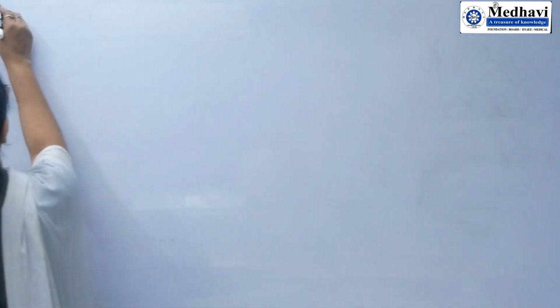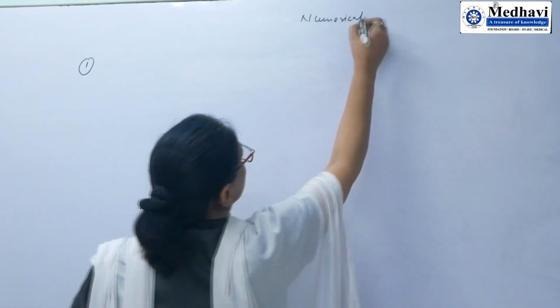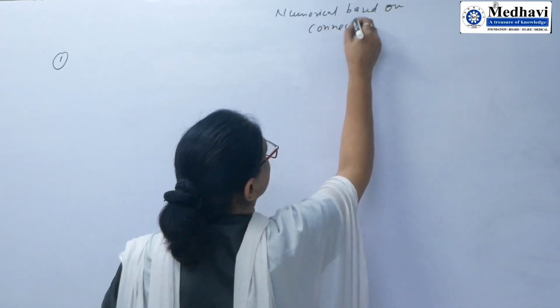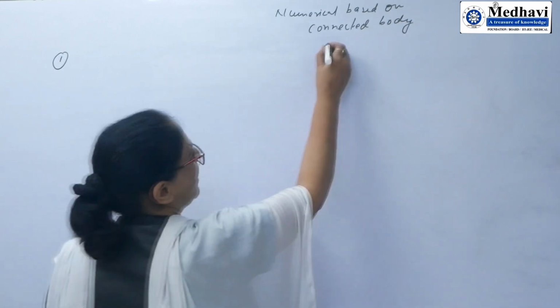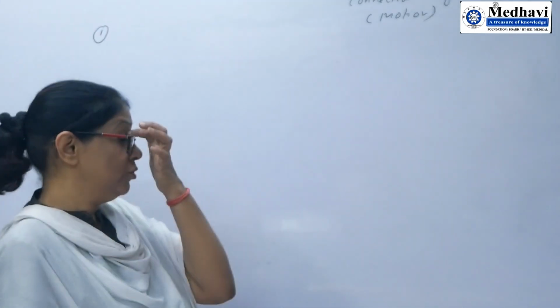But before that, whenever we are going to solve numericals, some concepts we should have, like the nature of the surfaces, what are the net forces acting on the body. For example, I am going to explain numericals based on connected body. And that is a part of the chapter Motion, standard 11. Rest and motion, no need to write.